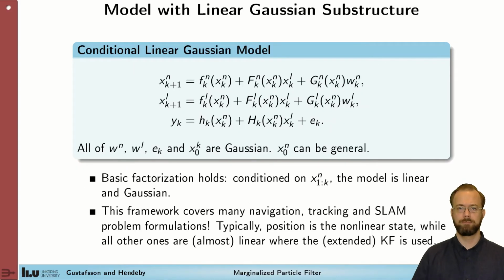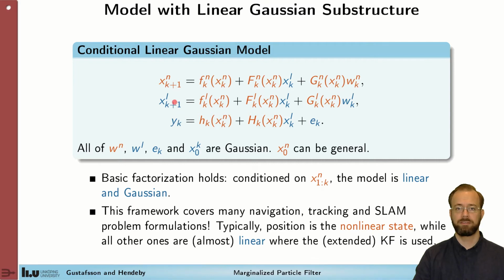So let's formulate this in a bit more formal way. What I'm talking about is models of this kind here, where I split it up in a nonlinear part of the state space and a linear part. To highlight this a bit more, we'll color it. The red part associates with the nonlinear things, and the blue part associates with the linear parts. The nice thing here is that if we condition on this nonlinear part, xn, the rest is a normal linear Gaussian model, so we can apply the Kalman filter.